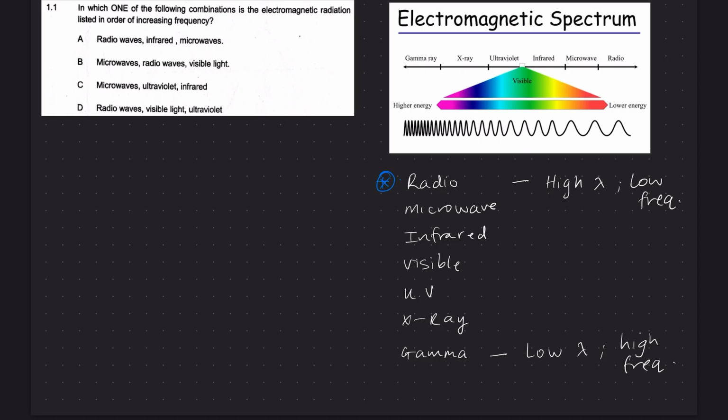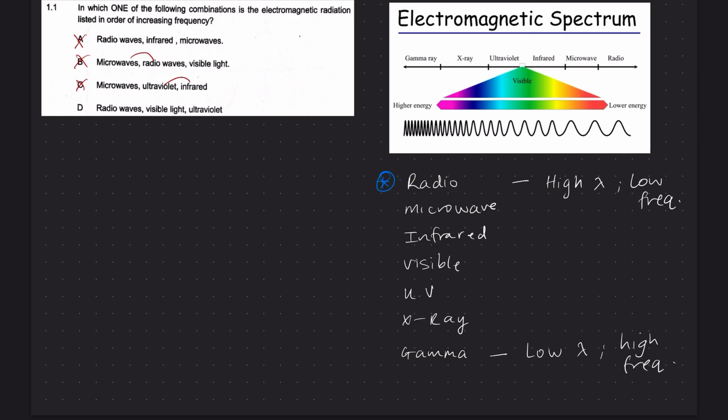So radio waves, infrared, microwaves. Radio, infrared, micro. So you can see that obviously that has skipped. So that's obviously incorrect. So A is out. B goes microwaves, then radio waves. So that order is wrong. So B is also out. C goes microwaves, UV, and then infrared. This order is incorrect. So C is out.